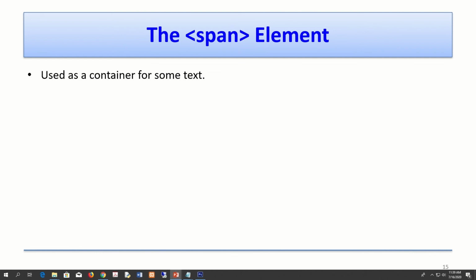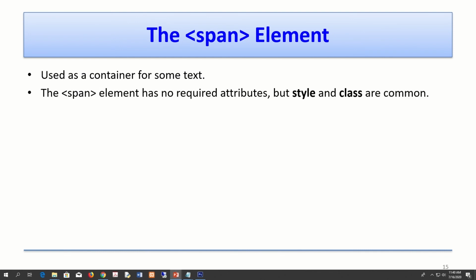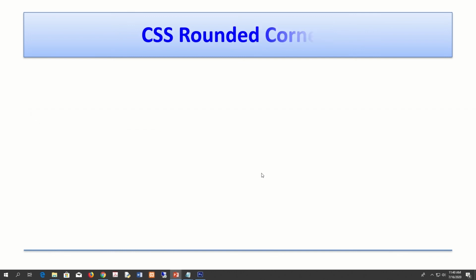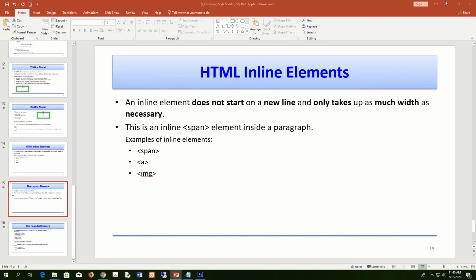So span is used as a container for some text, right? The span element has no required attribute, but style and classes can be used inside the span element, right? So for example, this is our title, so heading, right? So my heading. Here we use the span element as an inline element. So we can define a style, say color is red, right? So that's about the span element.